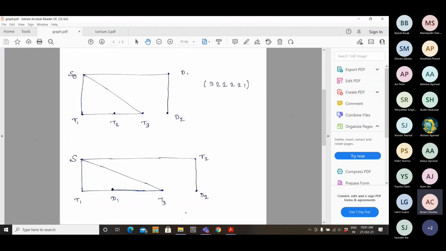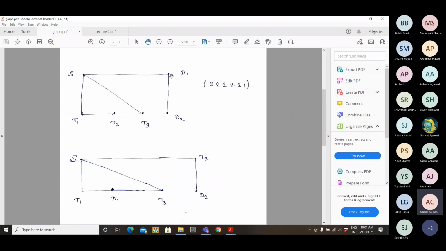But in our original graph S is adjacent to D1, but we want such a graph where S is adjacent to T1, T2 and T3. And after getting such a graph, we simply remove the vertex S and the corresponding edges. Then we will have a graph with vertices T1, T2, T3 and D1, D2, where the degree sequence will be T1 minus 1, T2 minus 1, T3 minus 1 and then D1, D2.